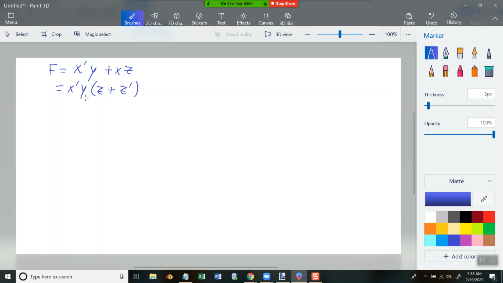So I haven't changed it any. Now this next one's missing a y. So we'll do the same thing. Now I'm going to multiply this through. It's one of our properties, the distributive property. Multiply this through. And I'm going to put it in alphabetical order when I'm doing it. And x, y prime, z.